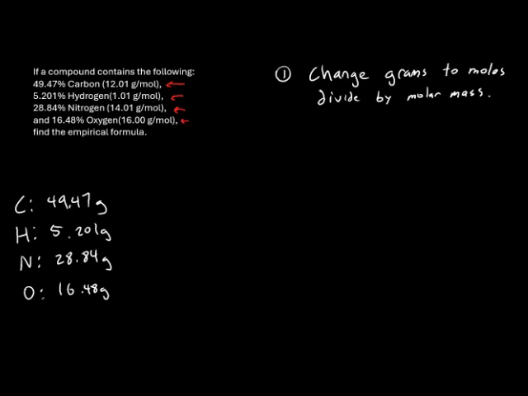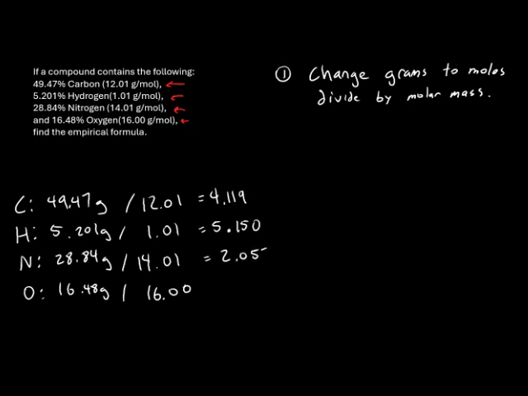We're going to divide each of our grams by our molar masses. So carbon will be divided by 12.01. Hydrogen will be divided by 1.01. Nitrogen divided by 14.01. Oxygen divided by 16.00. If you divide these in a calculator, your carbon will come up as 4.119, hydrogen will come up as 5.150, nitrogen will come up as 2.059, and oxygen will come up as 1.030. All of these answers will be in moles.